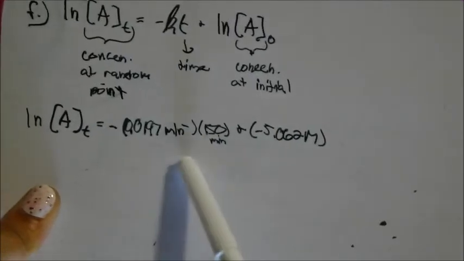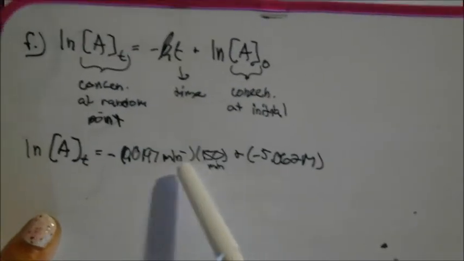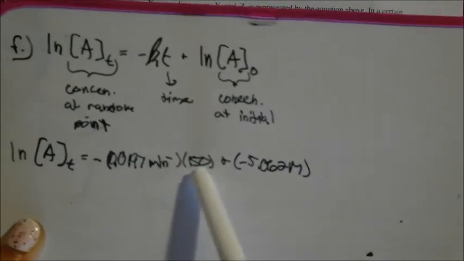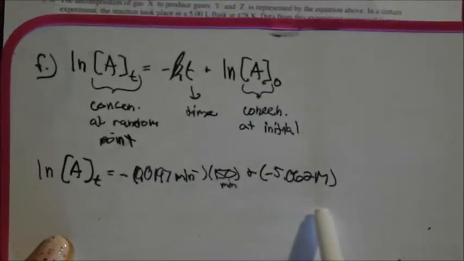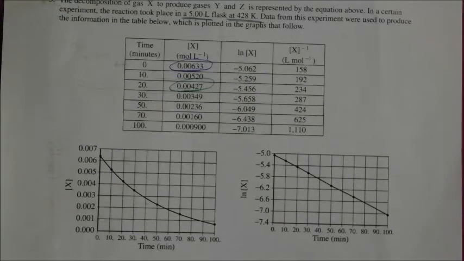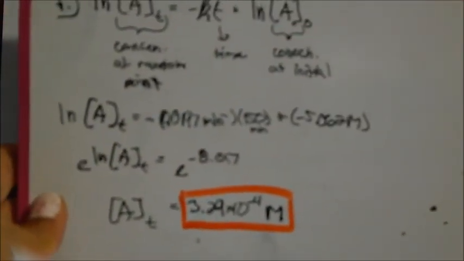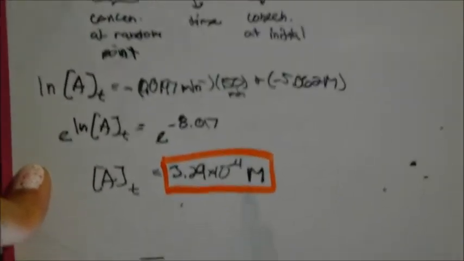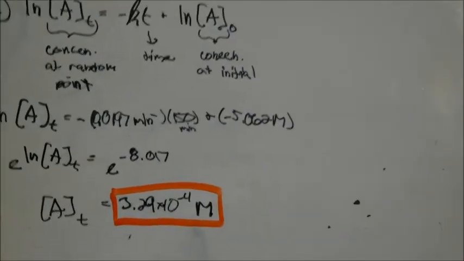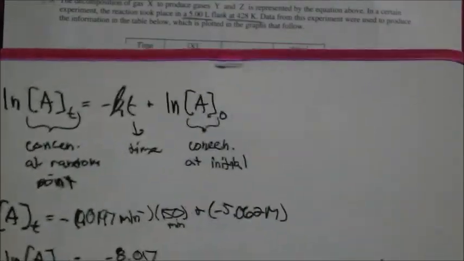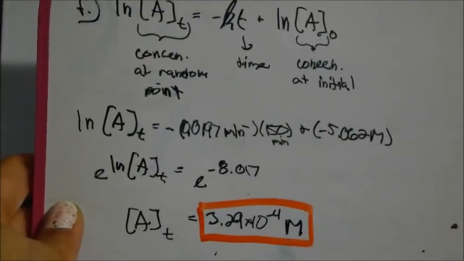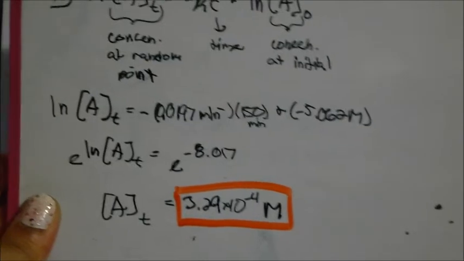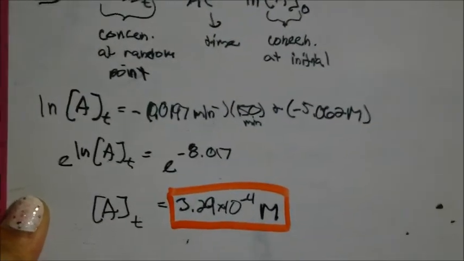So like this is minutes negative first, and then over here for time is just 150 minutes, and then the concentration is obviously in molarity. So once you get all your math going, it should end up like this. And your final answer for the concentration of X in the flask after 150 minutes should be 3.29 times 10 to the negative 4 molarity.